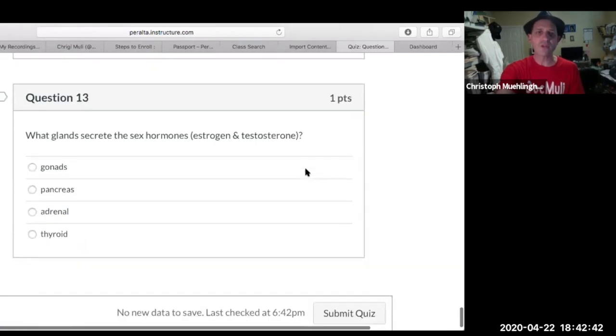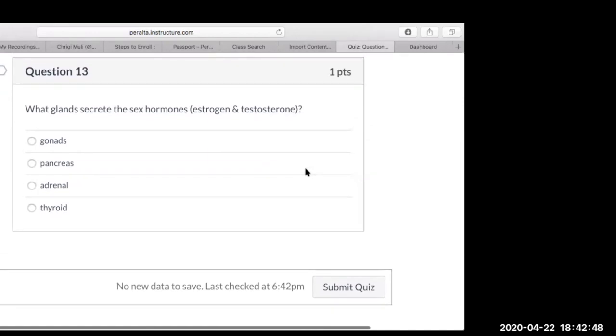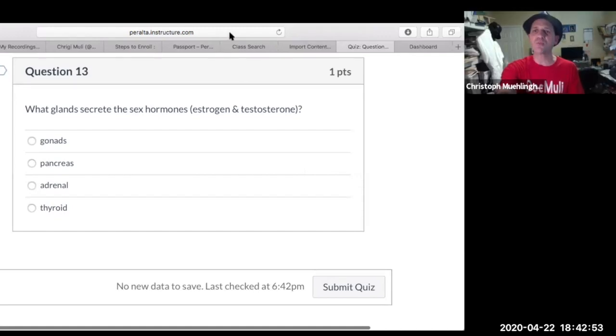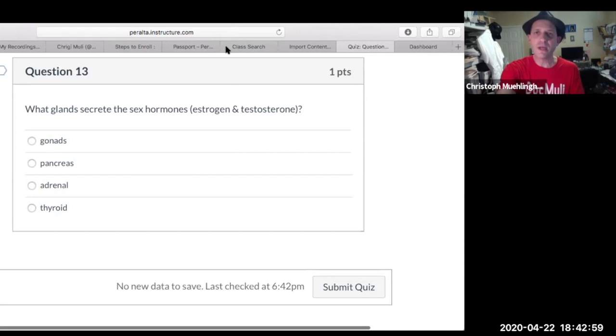All right, so that was that. Oh, look at that, we're almost at the end. What glands secrete the sex hormones? Gonads. Is the first Iona. Who hasn't spoken yet? Iona. Gonads, that's how you say it. Yep, okay, that's good. All right, got you down.